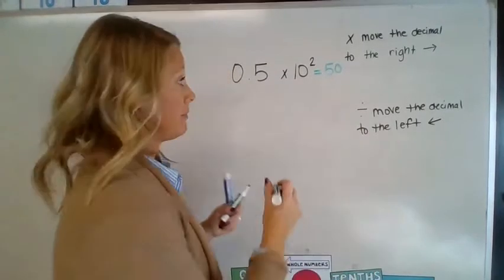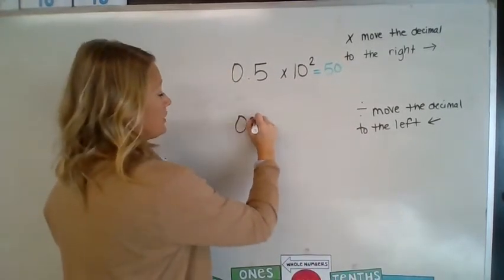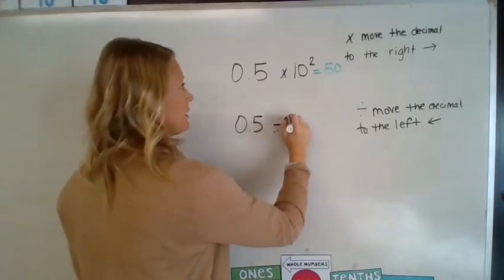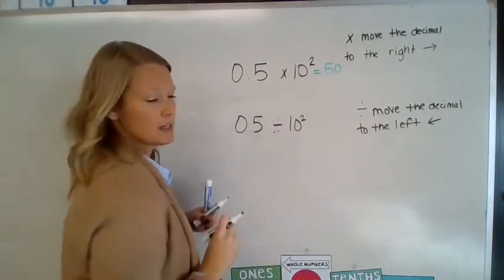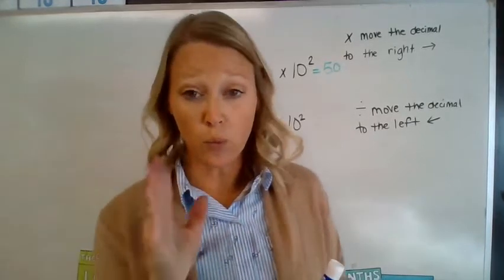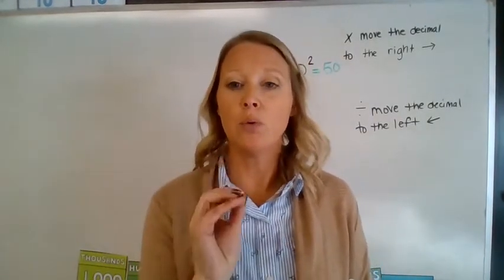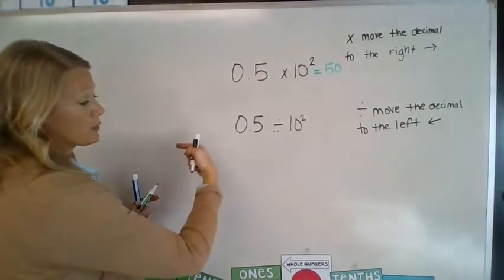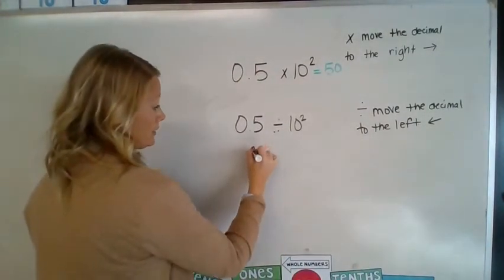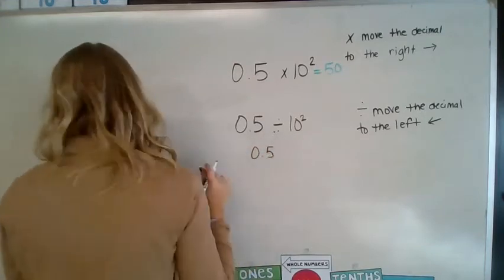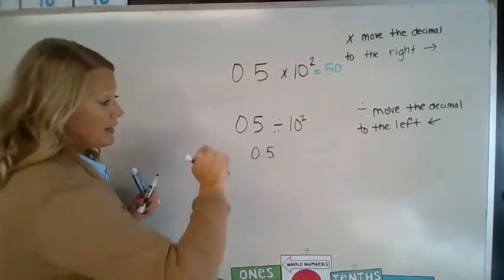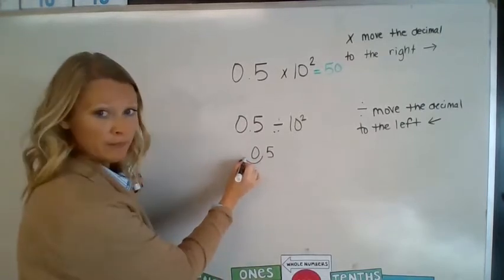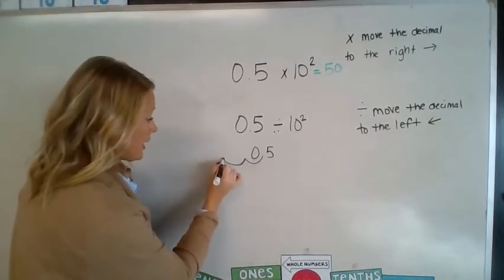Let's use the same problem. So I have 5/10 divided by 10 to the second. So when we're dividing, our number's gonna get smaller, and I need to move the decimal to the left, which would be this way. So I'm gonna write it again, 0.55/10, and I need to slide it over 2 place values. There's 1 place value, 2 place value, and now my decimal.